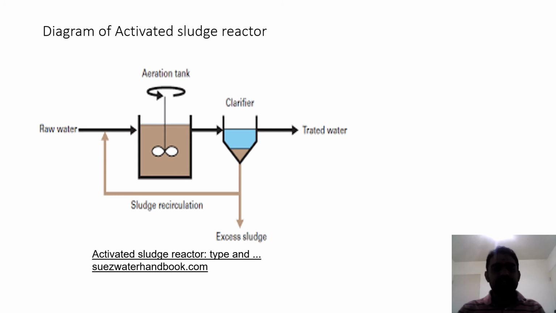The figure shows the activated sludge reactor. From the left hand side, the primary chemically treated water comes in and enters the aeration tank, where an aerator is present to supply air or oxygen, and the biomass is present. The treated water goes to the clarifier, and in the clarifier there is sedimentation of biomass or sludge, which is returned back to the aeration tank for treatment of new wastewater, and the clearer water goes for further treatment if required.